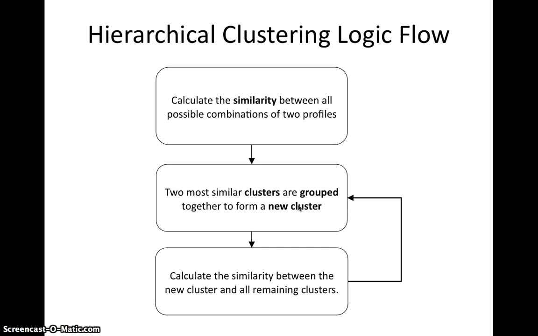And this is the logical flow. You calculate the similarity between all possible combinations of two profiles, and then you take the two most similar clusters and group them together to form one new cluster. Then you calculate the similarity between the new cluster and all the remaining clusters, and you keep doing this process until you have merged all your clusters into one big cluster.